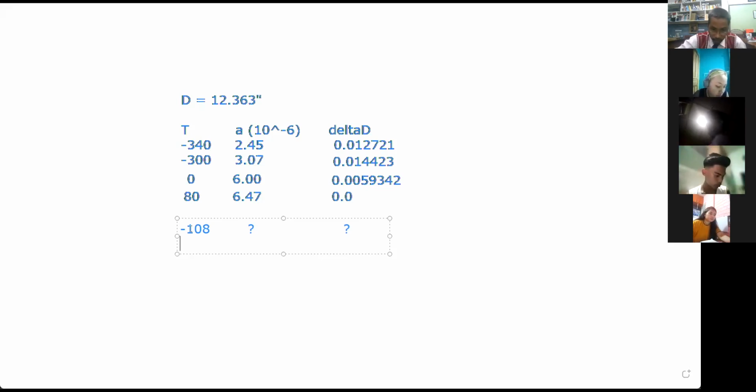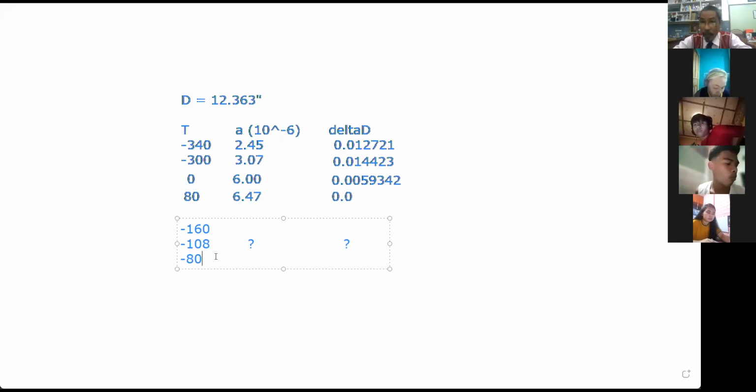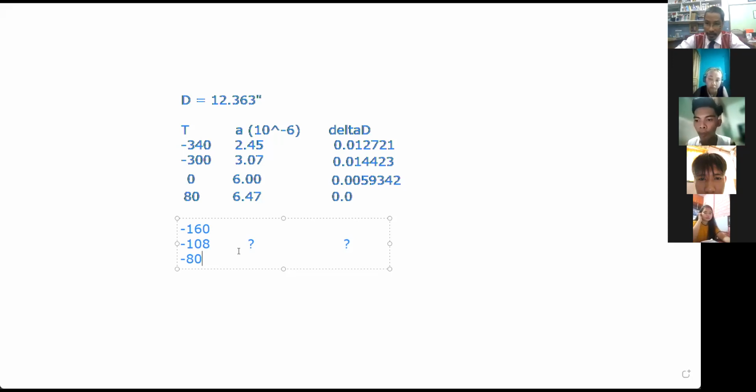No. The other one is correct. The one who says negative 160, and the other one is negative 80. That is correct. So not negative 340. That is farther. So look for those given values that are near to what we are looking for. So for negative 80, what is the value of alpha here? How much?